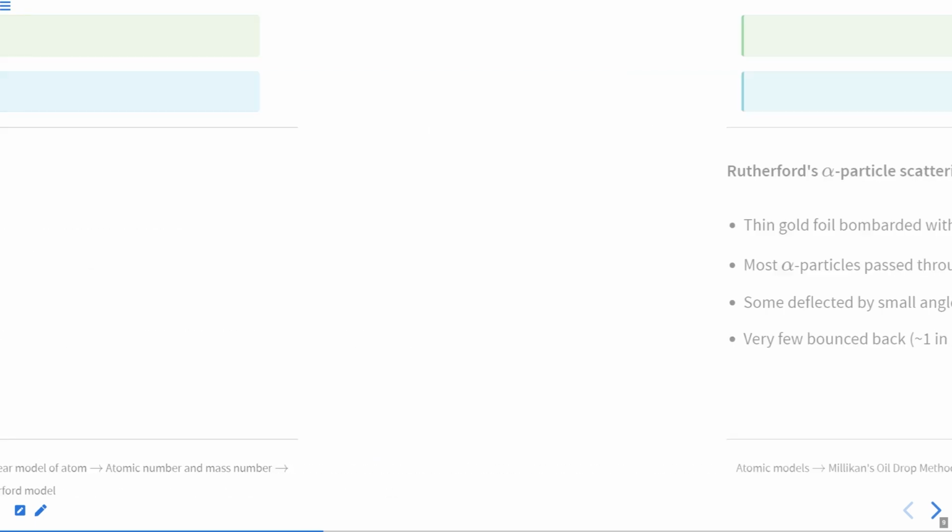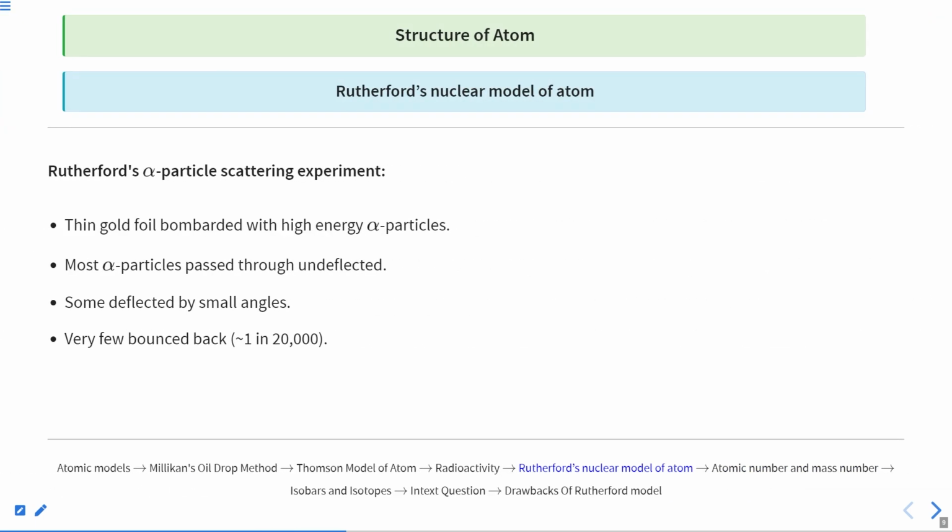Okay. Now let us move to alpha particle scattering. So that is the reason I have started with alpha particle. So what we do here in the Rutherford experiment, we take a very thin gold foil, and we bombard, or we just throw alpha particles on that gold foil.